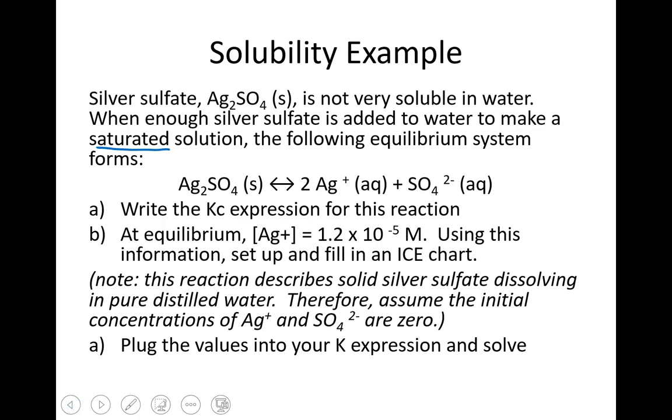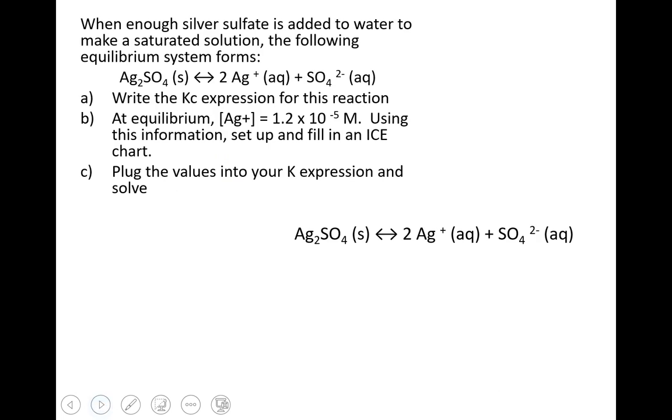So whenever you see the word saturated, read that to mean equilibrium, which means that this reaction is proceeding both directions at an equal rate. So some of your silver sulfate is dissolving to form ions. At the same rate, these ions are coming back together and reprecipitating back out to form the solid. So saturated solutions exist in these equilibrium systems, and since it's an equilibrium system, I can write a K expression, I can use an ICE chart to solve for a variety of things, so let's give it a try.